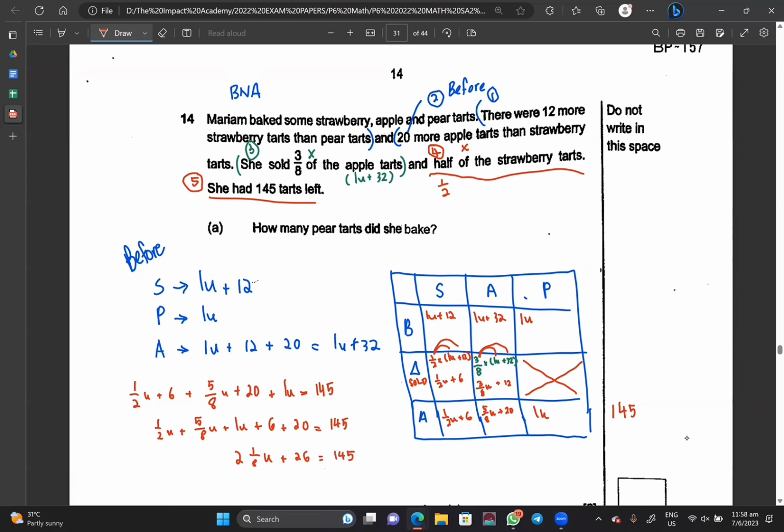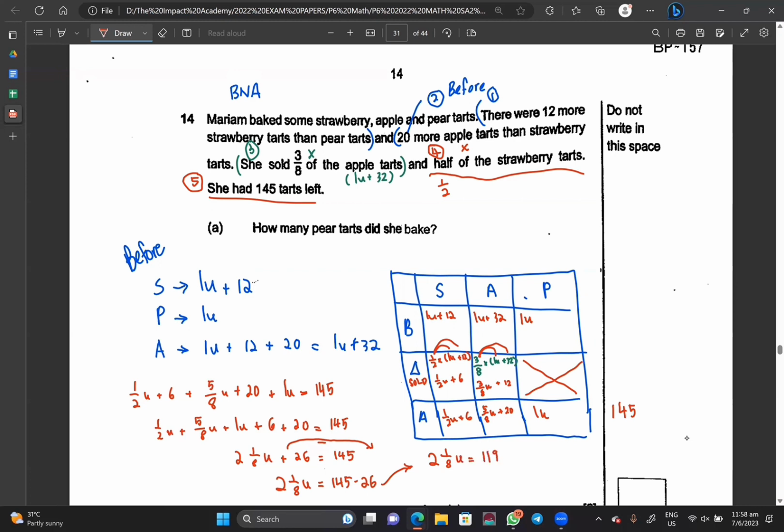All right. Now, like what I always say, right? Units on the left-hand side, numbers on the right-hand side. So we have to bring the numbers over. When I bring 26 over, I have to minus 26. Make sense? So 2 1/8 units equals 145 minus away 26. Okay, so 145 minus 26 gives me 119. So we can say that 2 1/8 units equals 119.